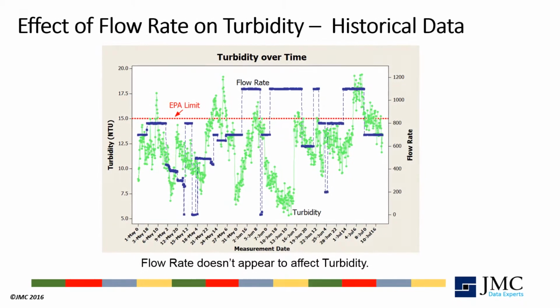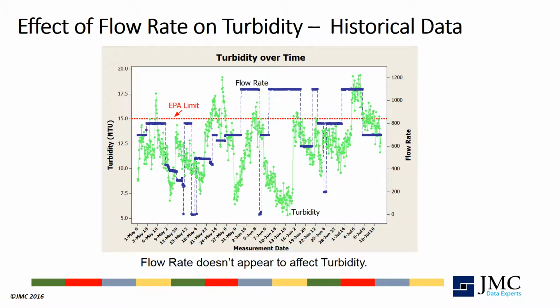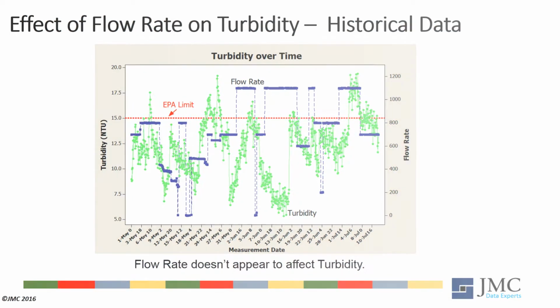Historical data was used to dispel some myths about the causes of turbidity upsets. For example, concurrent time series plots of flow rate and turbidity made it clear that the two were not related. Digging deeper into the possible input variables was important as well. For example, wastewater pH was not considered important until the chemical supplier's chemist suggested it should be studied.